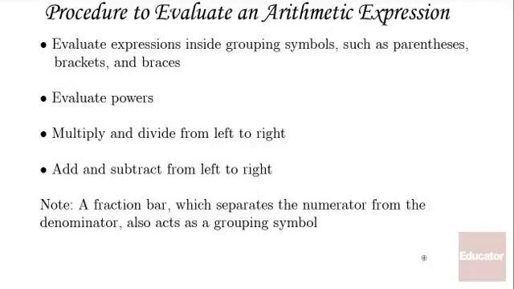First, evaluate expressions inside grouping symbols. Grouping symbols include things such as parentheses, brackets, and braces. So parentheses look like this, brackets, and braces. These are all grouping symbols, and we're going to eliminate those first. Once that's done, we'll go through the equation and evaluate powers. So if I have 3 squared, I'm going to turn that into 9 before I go on.